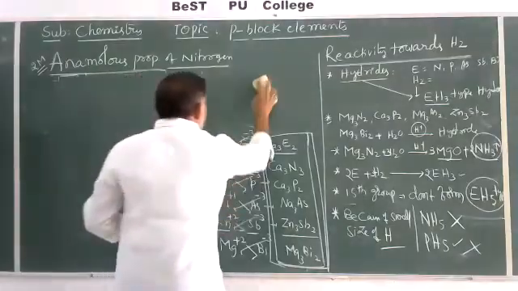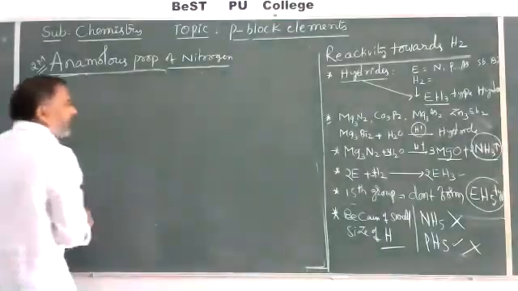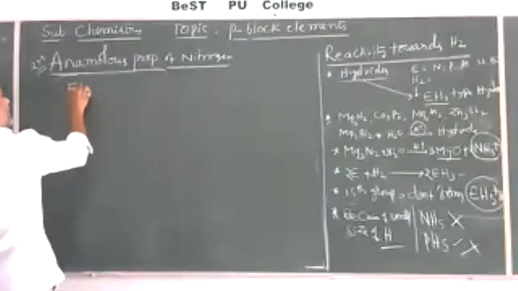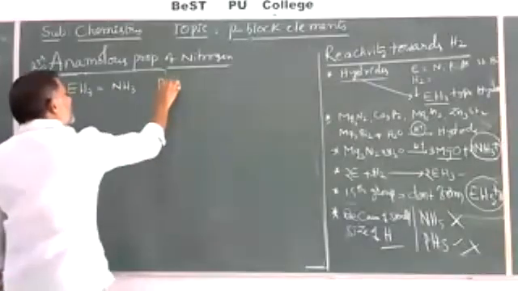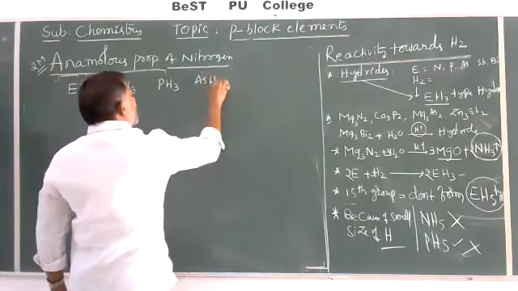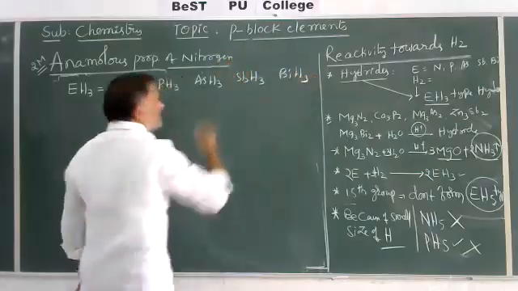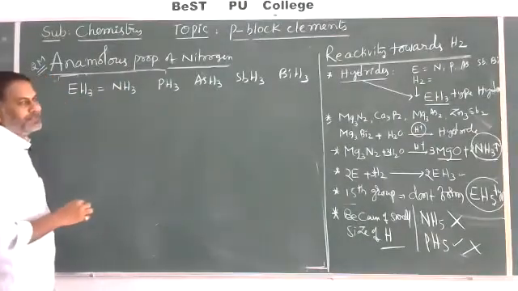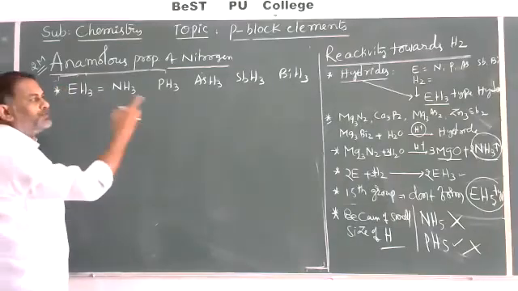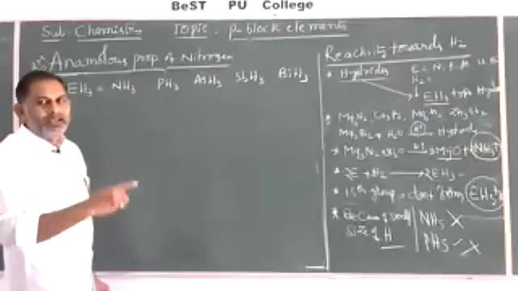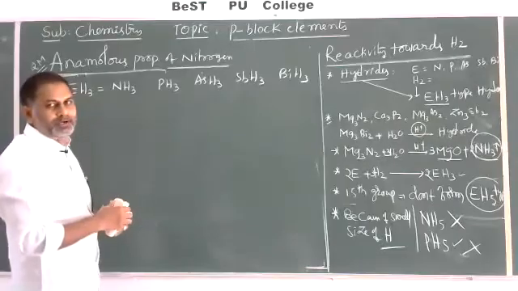So the EH3 type hydrides by all 15th group elements can be observed: NH3, PH3, AsH3, SbH3 and BiH3, these are some important hydrides. Now, based on this, a guaranteed question can be expected either in PUC or in objective or any competitive examination: increasing or decreasing orders of their corresponding properties of hydrides of 15th group elements.